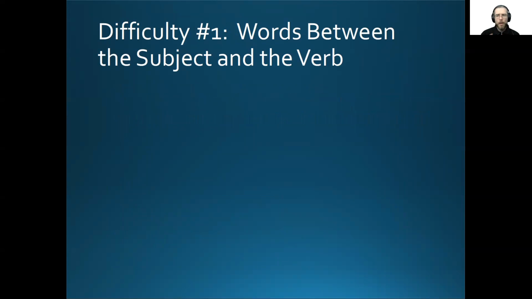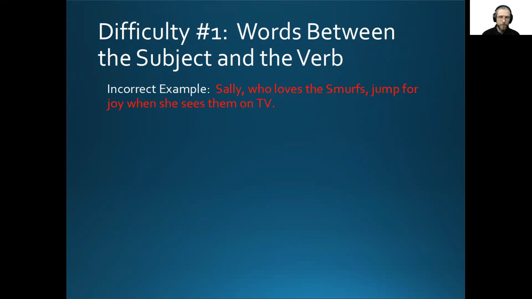Now, there are a number of challenges that arise when we're conjugating verbs. These are issues that often lead to mistakes in the proper conjugation of the verb. The first difficulty, that first thing that can cause us to make a mistake when we're conjugating the verb, is this: when there are words between the subject and the verb. As an example of an incorrect subject-verb conjugation, Sally, who loves the Smurfs, jump for joy when she sees them on TV.